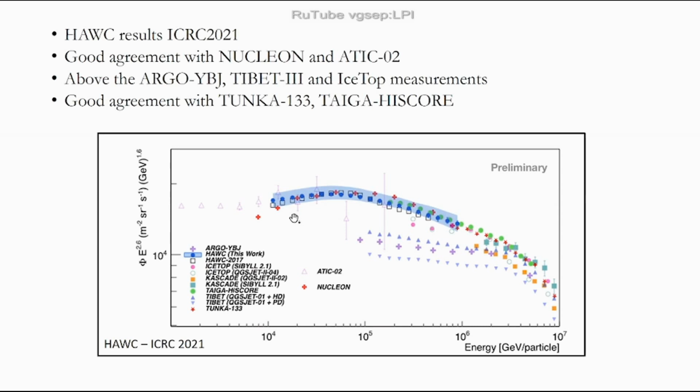We can see that at the low energies, we have a good agreement with the NUCLEON and ATIC data of the all-particle spectrum, and at the high energies, there is a good agreement with the TAIGA, HiSCORE, Tunka measurements. While the measurements of Oak are a little bit above those of Argo, YBJ, of Tibet, and of the IceTop collaboration.